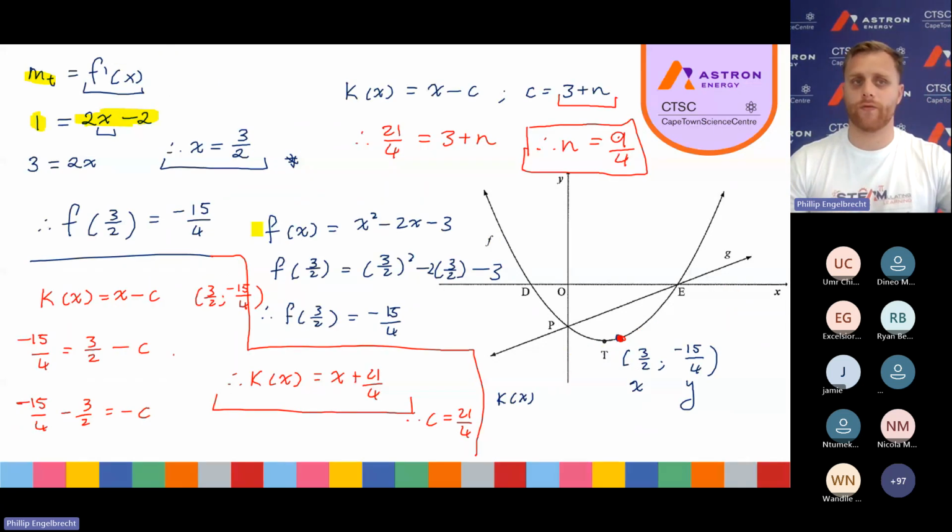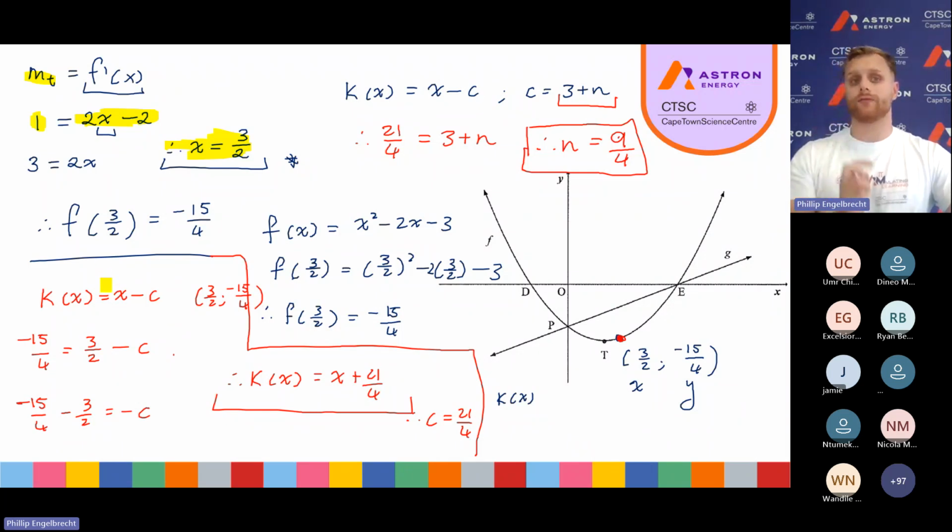Then I go over here. I said, now I'm going to make my gradient equal to my first derivative, and I'm going to solve for x. So I type this out and I solve for x, and I get that x is equal to 3 over 2. I hope you understand that.